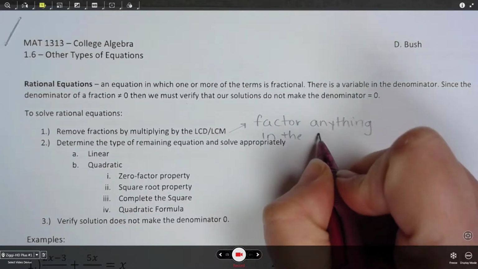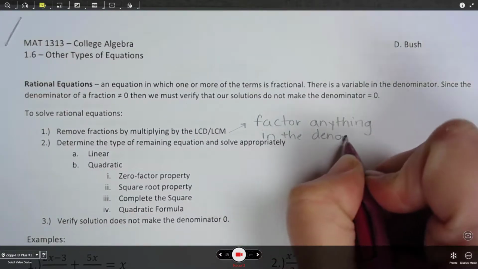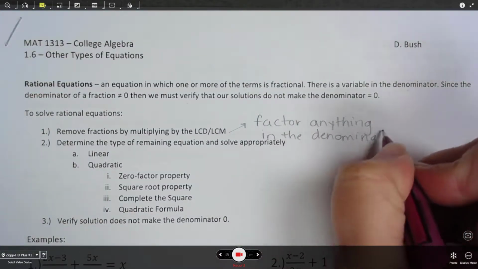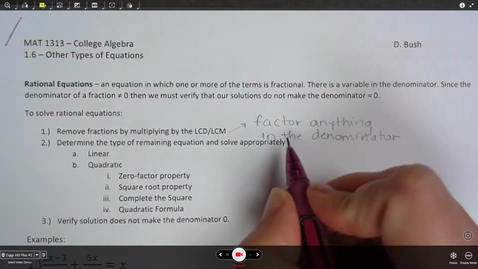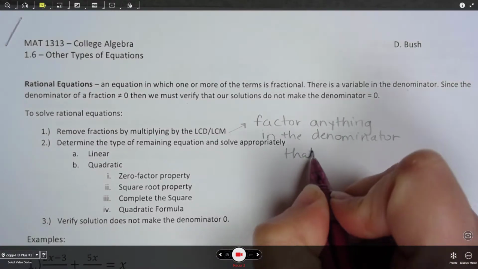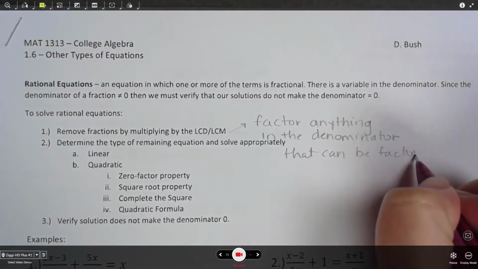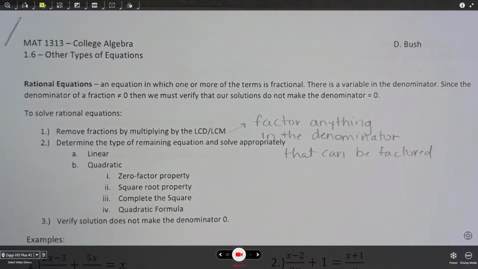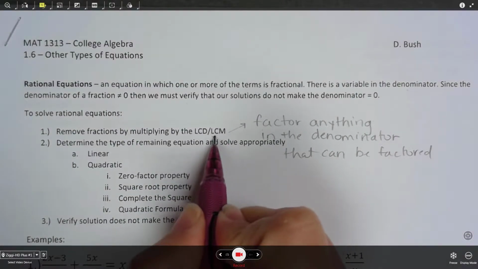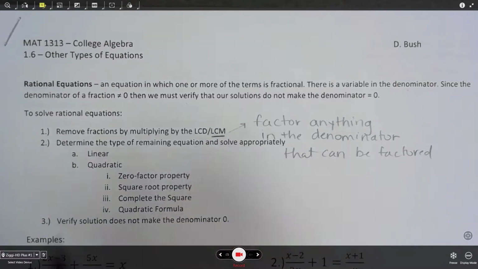So first you want to check through all of the denominators. Anything that can be factored in the denominator, go ahead and factor it out. This will help to make sure that you get the least common, or the smallest, multiple that all of these denominators have in common.